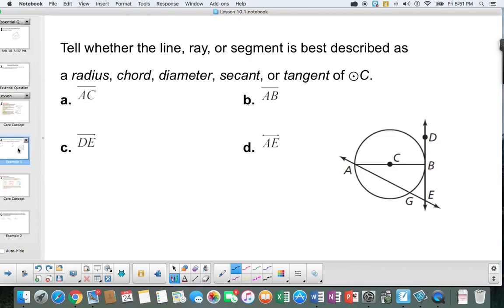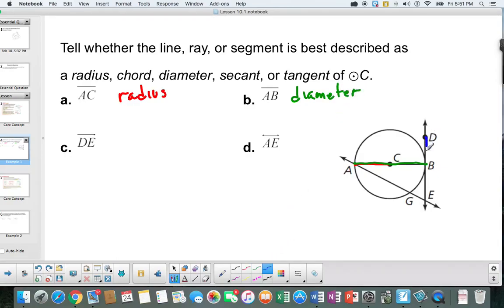Let's go ahead and do some problems to see if we can identify the vocabulary. First is AC. AC goes from the circle to the center, so that is known as a radius. Second vocabulary word is from A, the circle, through the center to the other side, and that's known as a diameter.